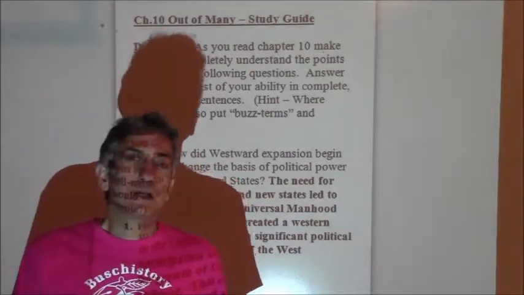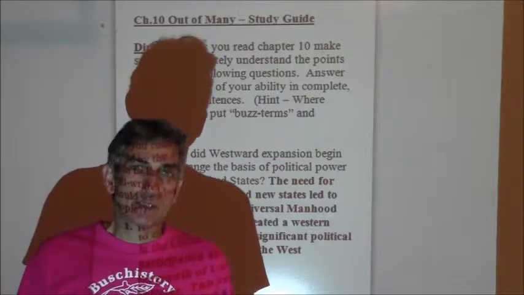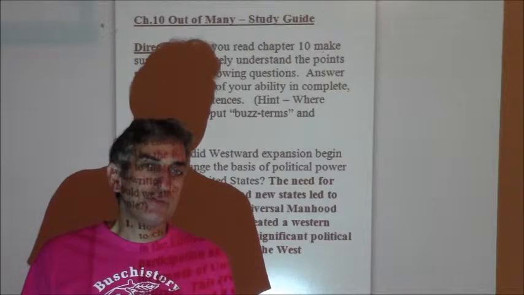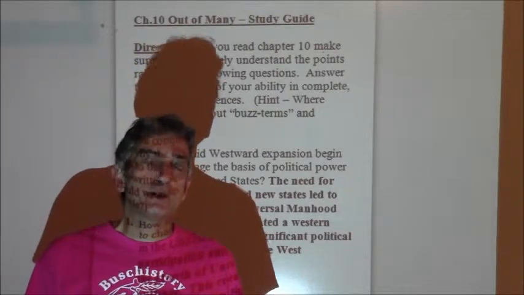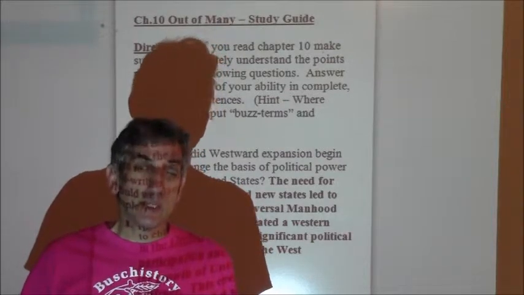So again, this is a set of notes dealing with the age of Jackson, and once again corresponding directly to Chapter 10, Faragher's Out of Many. It's a series of questions and answers I'm simply going to talk through that deal with the age of Jackson.